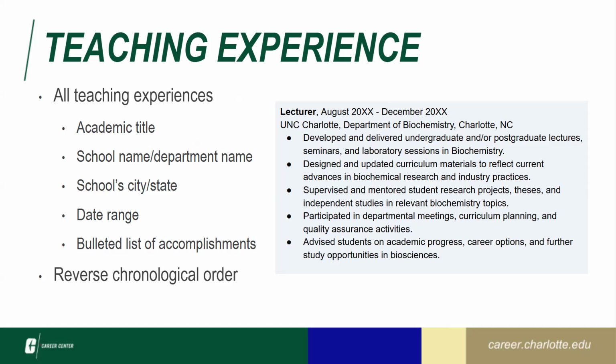So the academic title, the department that you work in here at UNC Charlotte, again, city, state, date range, all of those things, but then a bulleted list of accomplishments about what you're actually doing within that role. And it is okay to list, I teach Biology 3210 or English 4500. That's fine, but always list the actual name of the course, because most other schools or employers have no idea what that acronym actually means. Again, you can list as much teaching experience as you want on a CV, going all the way back to your graduate work. If you were a TA or an RA, all of that experience is valid.